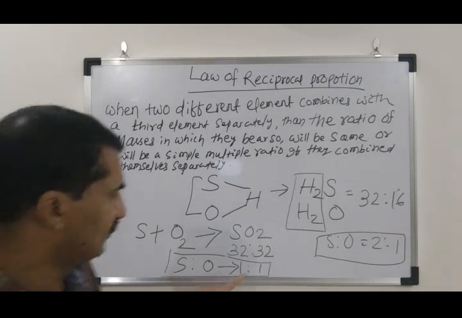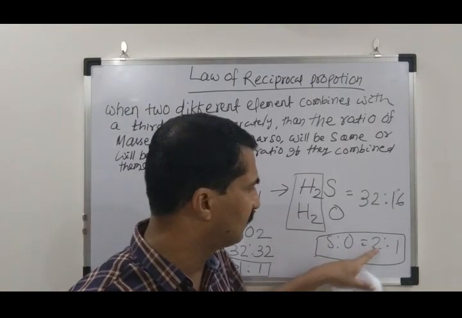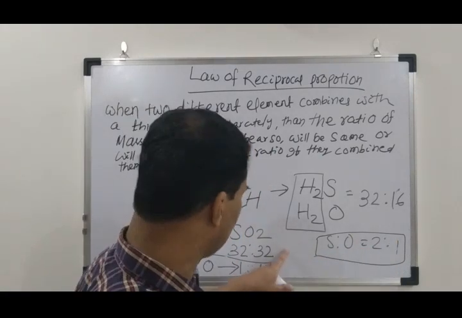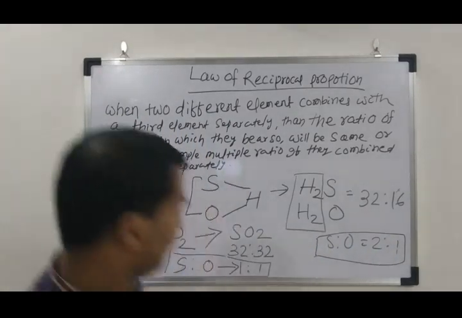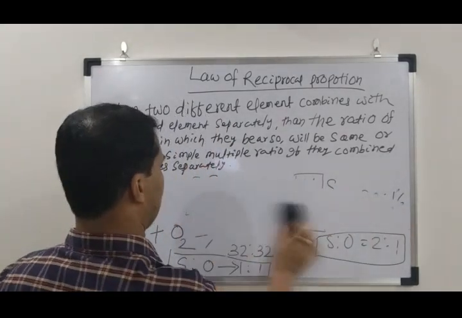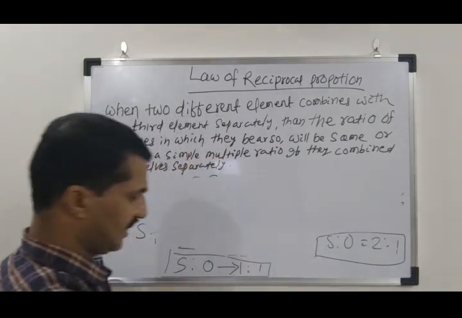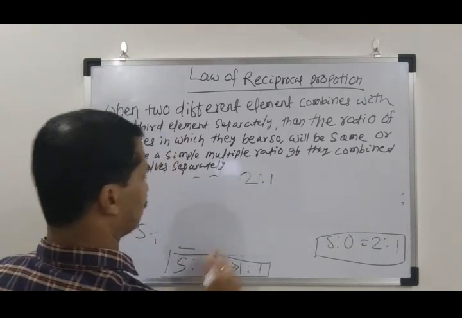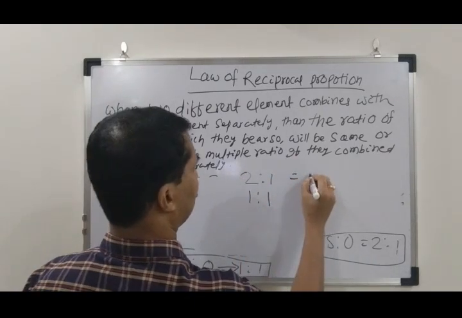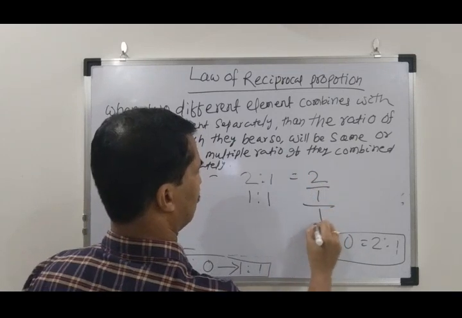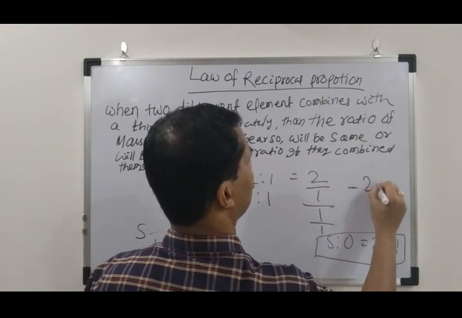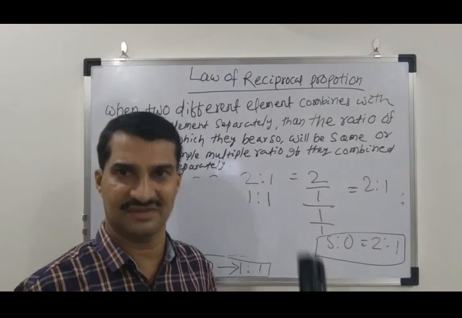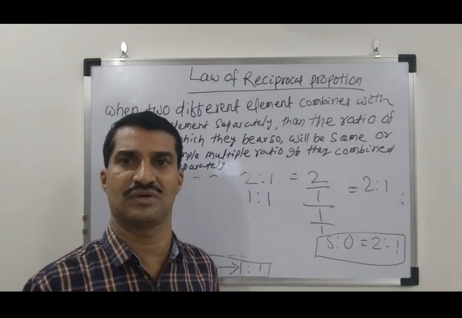Here the sulfur and oxygen ratio is 1:1. Here the sulfur and oxygen ratio is 2:1. These two maintain a simple ratio to one another. If I take a ratio of ratio, that means here the sulfur and oxygen ratio is 2:1, and here the sulfur and oxygen ratio is 1:1. So if I take a ratio of ratio 2/1, 1/1, then again it will be 2:1, which maintains a simple ratio to one another. This is what the law of reciprocal proportion talks about.